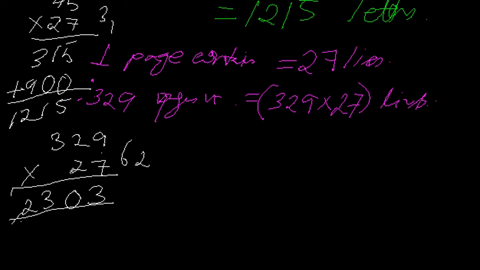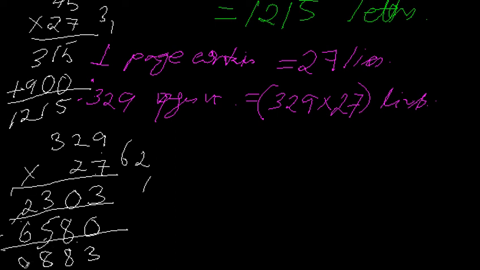Next, 329 into 20. So I write 0 here first, then multiply 329 with 2. So 9 twos are 18. I have 1 at hand. 2 twos are 4 plus 1 is 5. Then 3 twos are 6. Then I add this two rows. 3 plus 0, 3. 0 plus 8, 8. 3 plus 5 is 8. 2 plus 6 is also 8. So what do I get in the multiplication? I get 8883 lines.